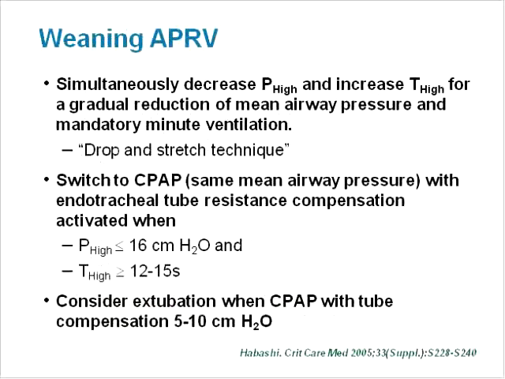Hibachi recommends that APRV be weaned by the so-called drop and stretch technique. This means to drop the P-high and simultaneously increase the T-high, which will decrease mean airway pressure. It will also decrease the mandatory minute ventilation by means of decreasing both tidal volume and frequency. When P-high is no more than 16 centimeters of water and T-high is between 12 and 15 seconds, then switch to CPAP at the same mean airway pressure with tube resistance compensation activated if available. Extubate when CPAP has been reduced to between 5 and 10 centimeters of water. Presumably, BiPAP could be weaned in the same way.